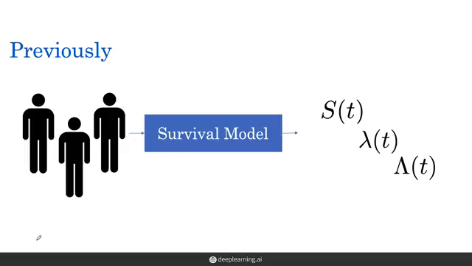Thus far, we've looked at how for a population of patients, we can build a survival model to estimate quantities like the survival function, which tells us the probability of survival up to some time t. And we can use the survival function to also derive a hazard function, which we can also use to derive a cumulative hazard function. And we can also directly estimate these quantities and use those quantities to estimate the other quantities like the survival or the cumulative hazard.